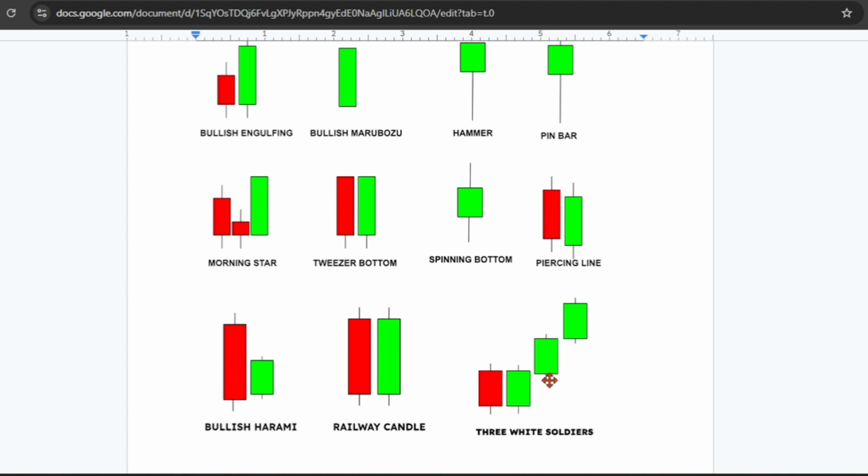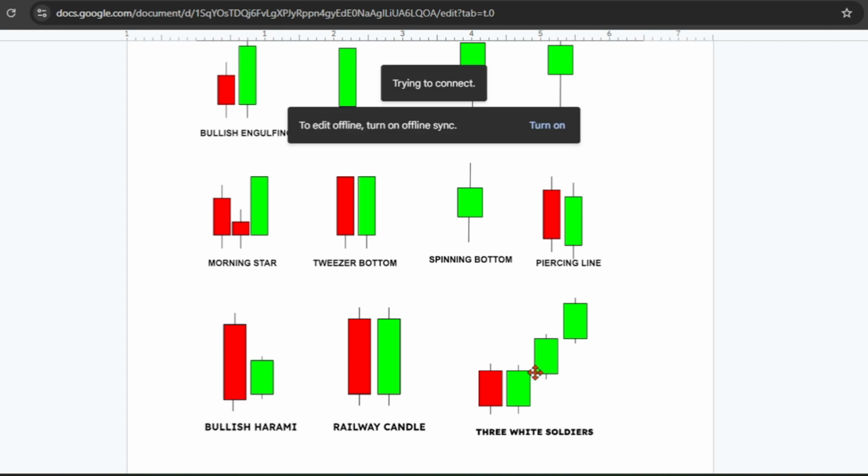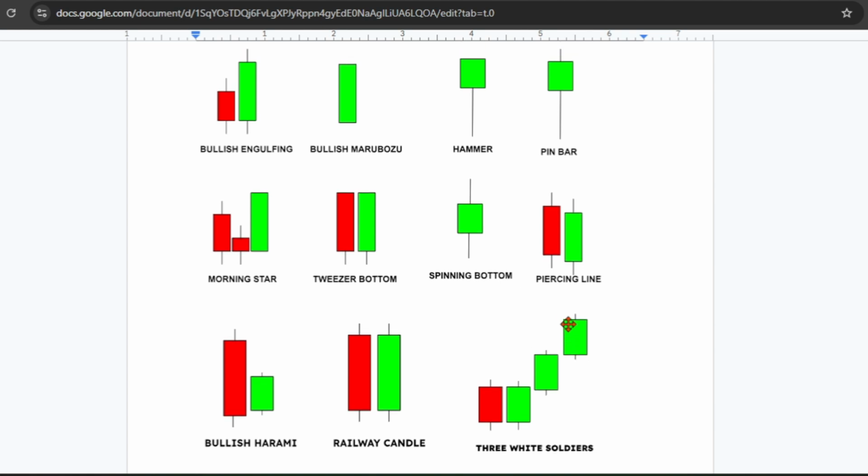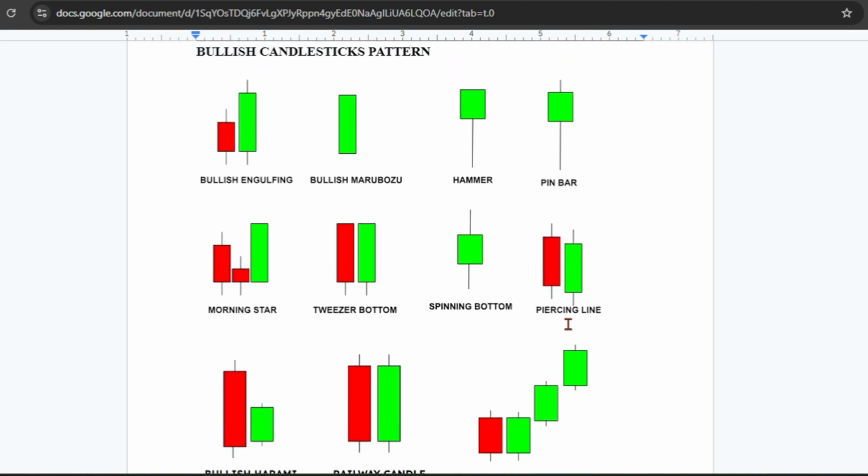The three white soldiers comprise three bullish candlesticks together. So when you have the formation of three candlesticks following each other, that is called the three white soldiers. It makes us understand that there are strong buying movements in the markets. That is why we are able to have three consecutive bullish candlesticks. So all of these candlesticks under the bullish candlestick are what we use to take decisions in trading when we want to buy. All these relate to when we want to buy.